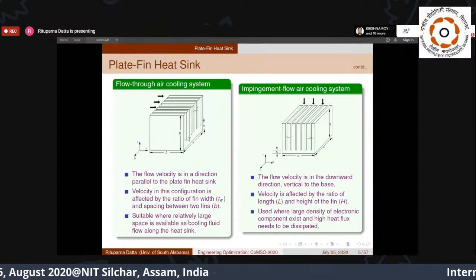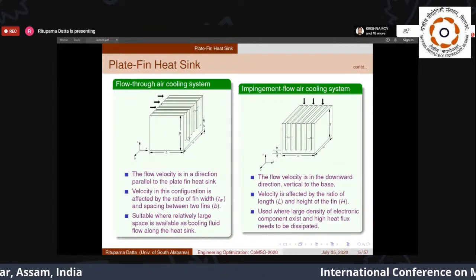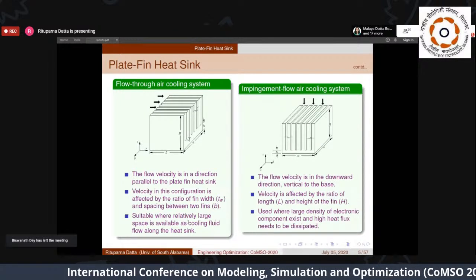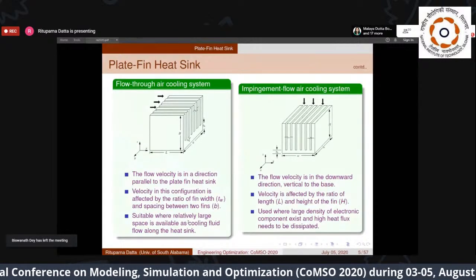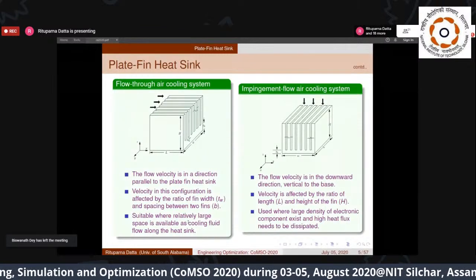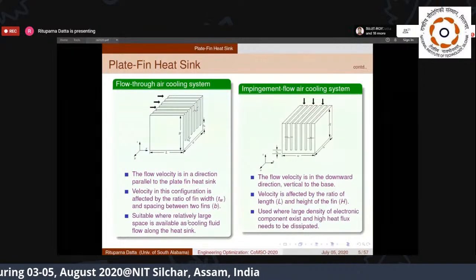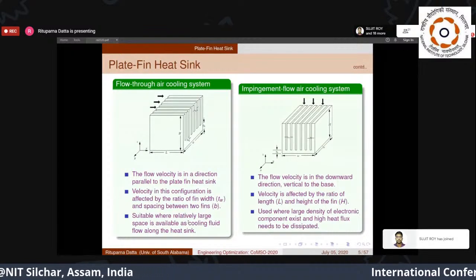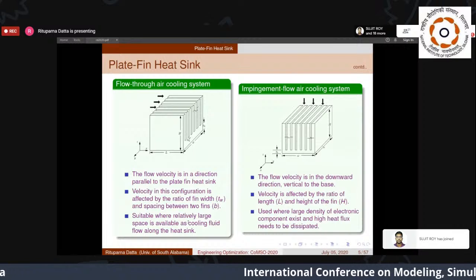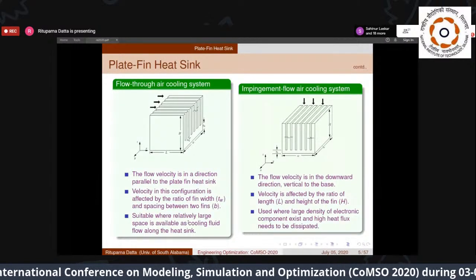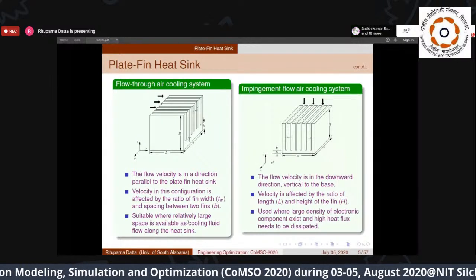Here is the picture of two plate fin heat sink. The left one is a flow through air cooling system. As the name suggests, and as you can see, the flow velocity is in a direction parallel to the heat sink. On the other hand, we have an impingement flow air cooling system in which the flow velocity is in a downward direction.